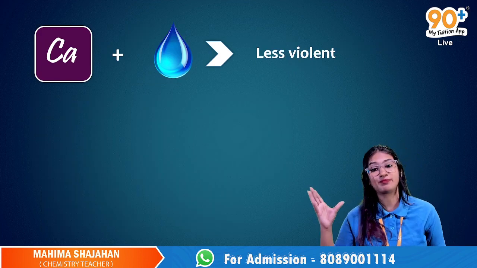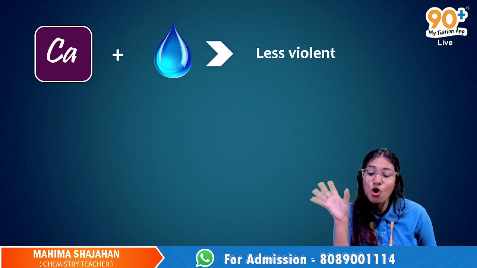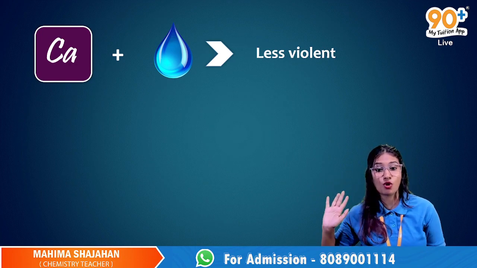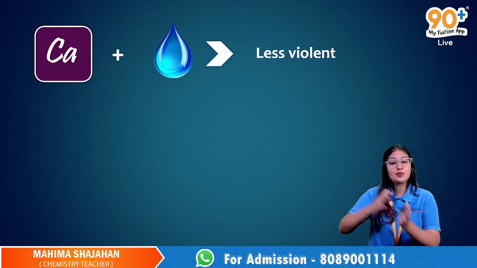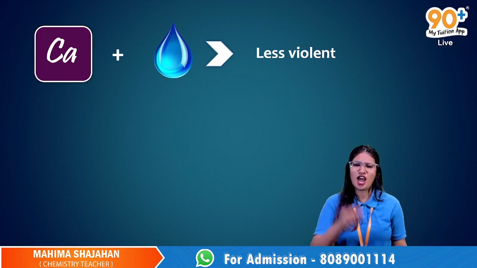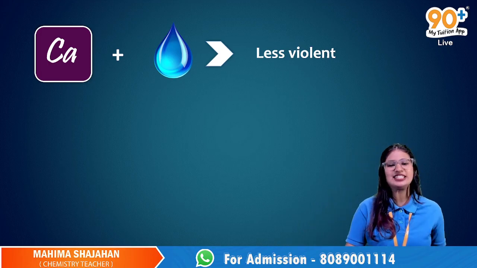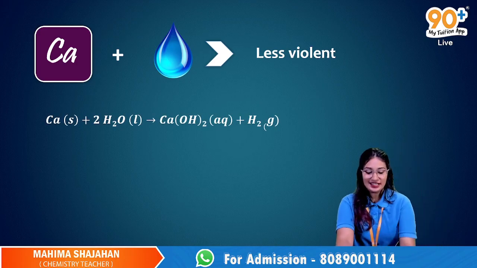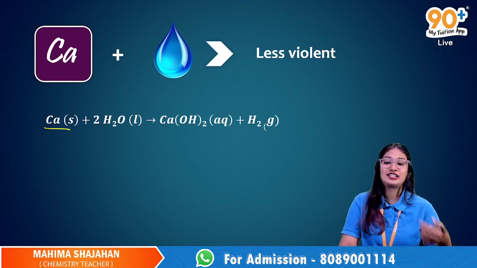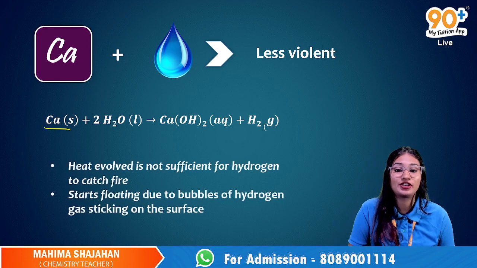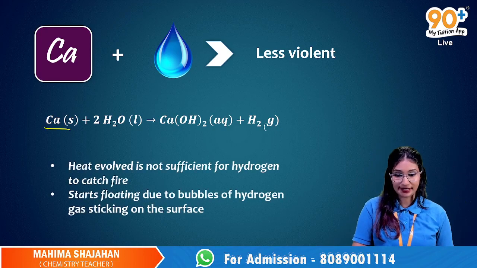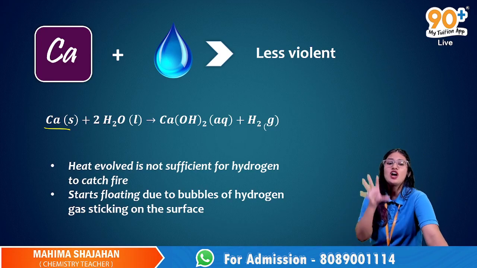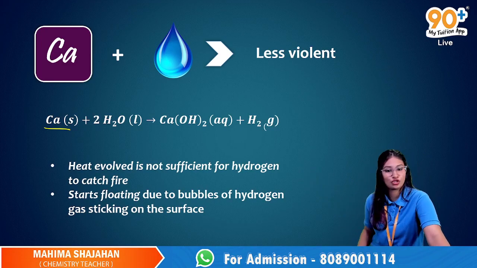We have calcium. Calcium can also react with cold water, but this reaction is not as violent as sodium and potassium. It is less violent. Now this is the reaction here. Calcium is reacting with water to form calcium hydroxide and hydrogen gas. Here heat is released, but the heat release is not enough for the hydrogen to catch fire.